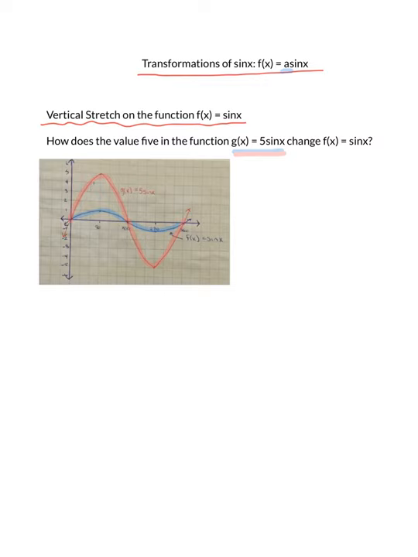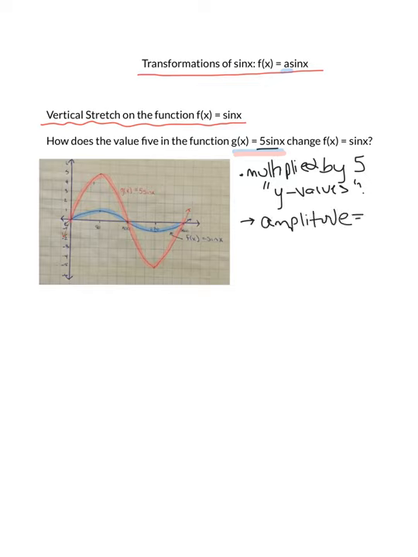You're probably wondering what this A of 5 changes. So the first thing that it changes is that everything is multiplied by 5. And when I say everything, I mean all of my y values. Now, this obviously means that my amplitude is now 5. My period is still 360, so nothing changes that way.